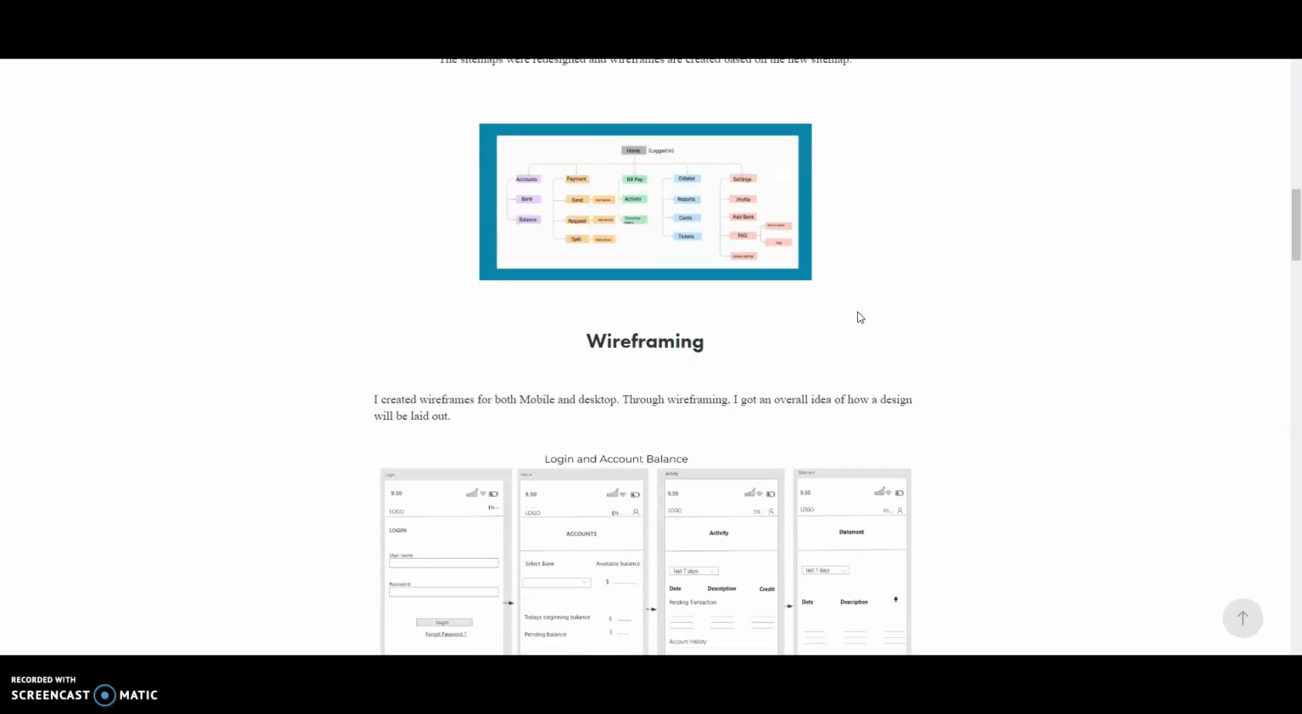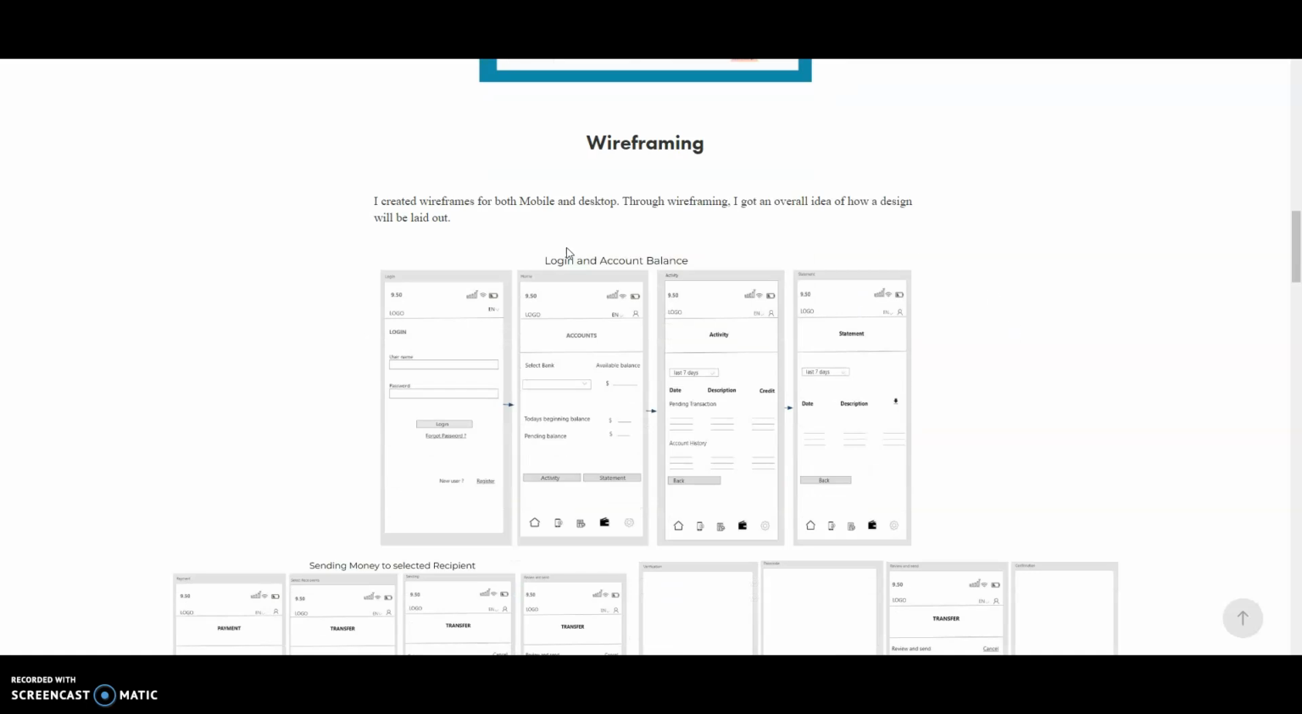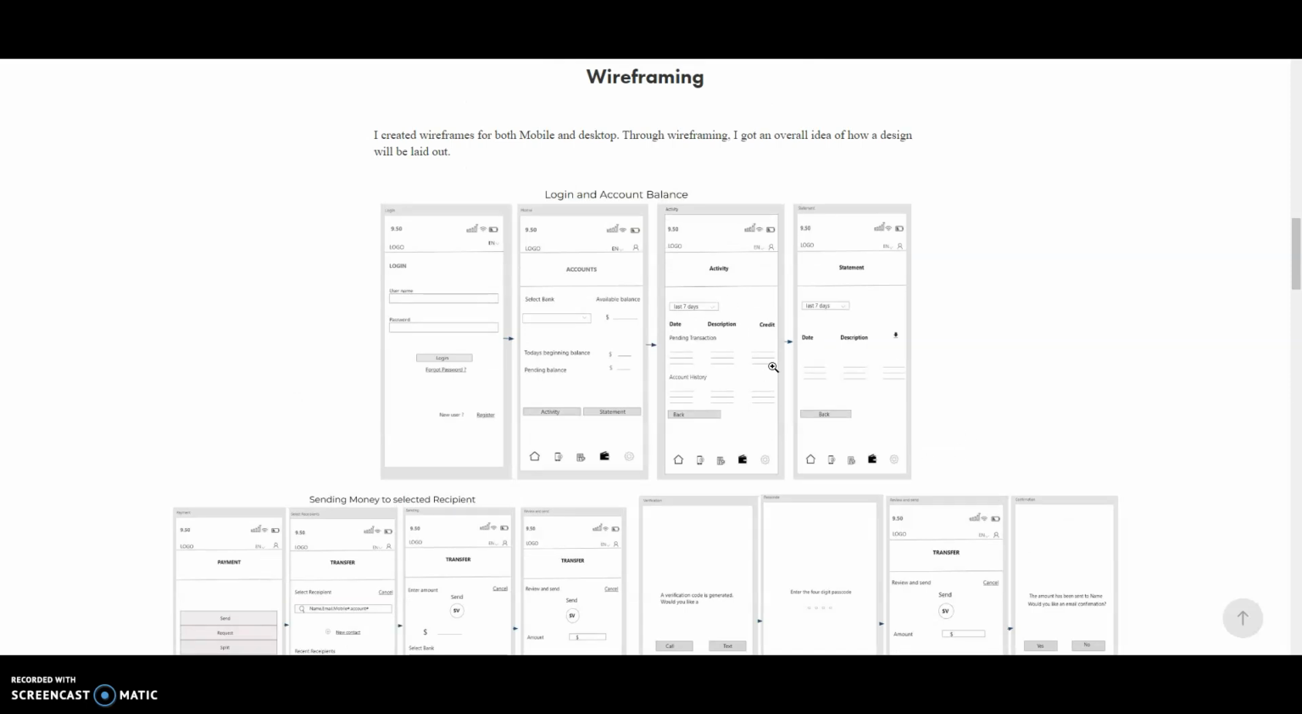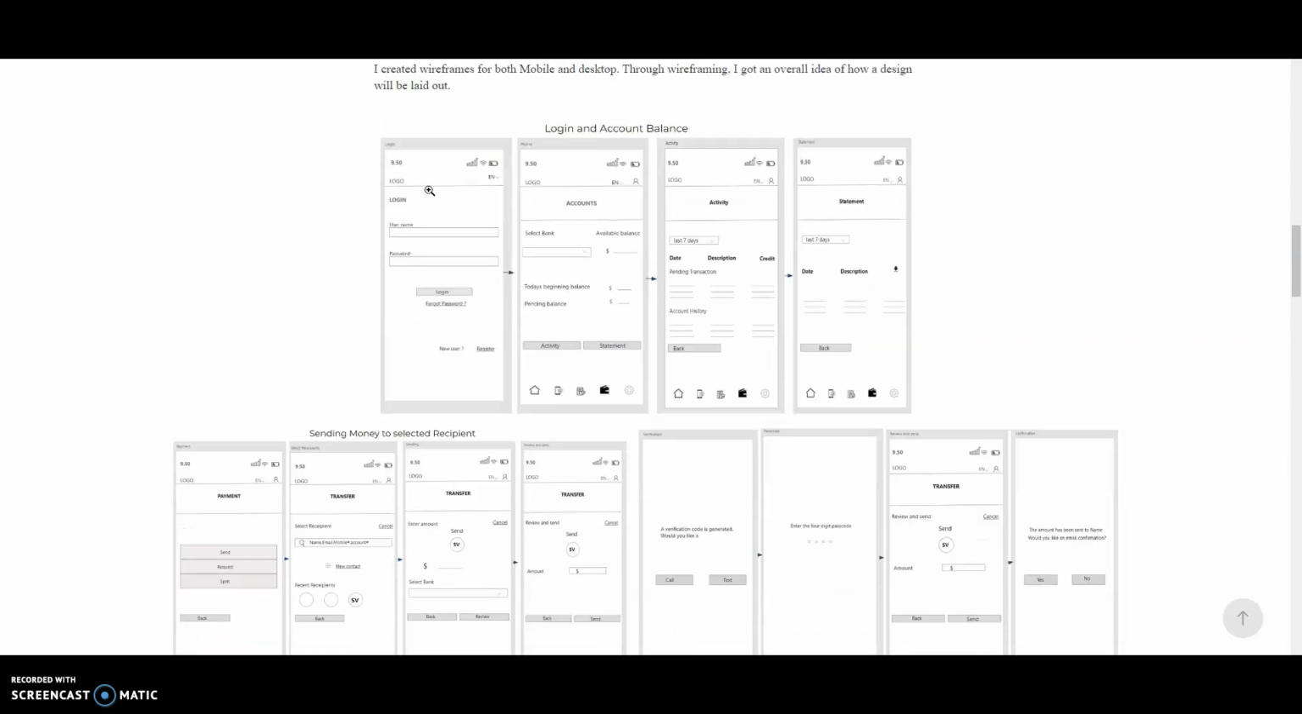Information architecture consists of the wireframing, and so I created wireframes for both mobile and desktop. Through the wireframing, I got an overall idea of how a design will be laid out. These are some of the screens that I did as part of the wireframing: the login, the account balance, and sending money to selected recipients.